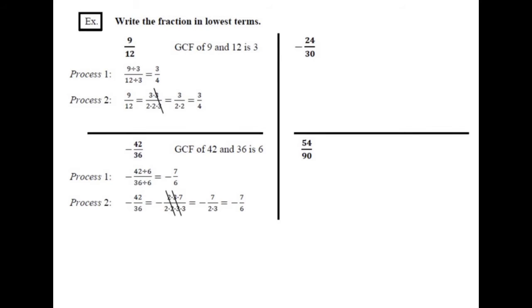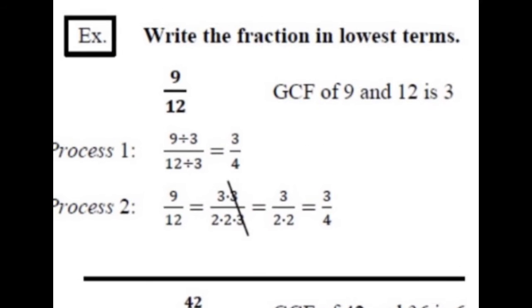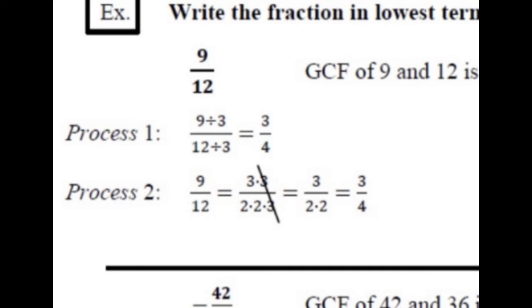Okay, here are the examples, process 1 and process 2 on both of those. Okay, so I'm going to zoom in and do process 3 on both of them. Okay, so you can see process 1, they divided top and bottom by 3 because that's the greatest common factor. Process 2, 9 is 3 times 3 and 12 is 2 times 2 times 3. And then they crossed out the 3's because those were common factors. Multiplied what you had left and you got 3/4. Okay, we're going to do exactly the same thing as both of those. It's just going to look different.